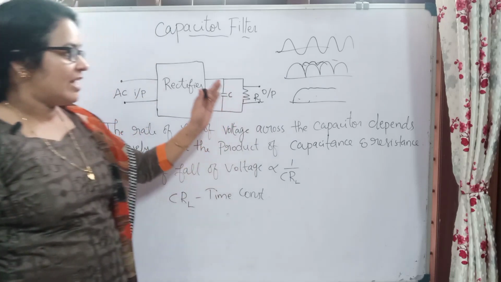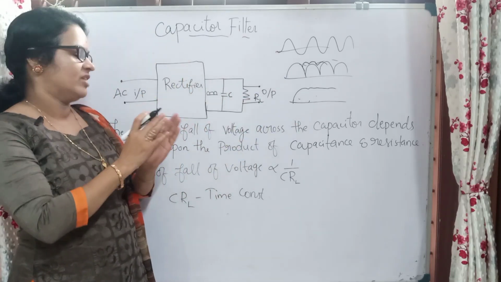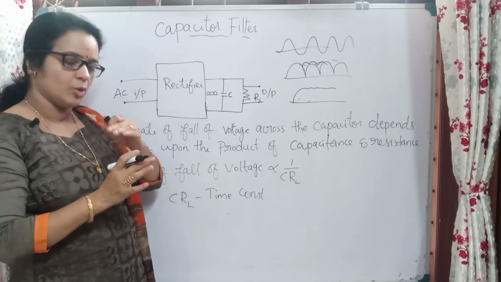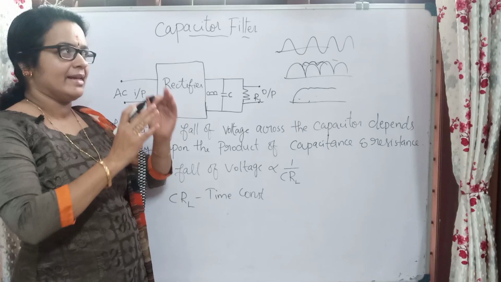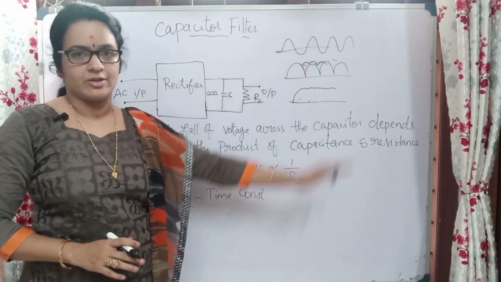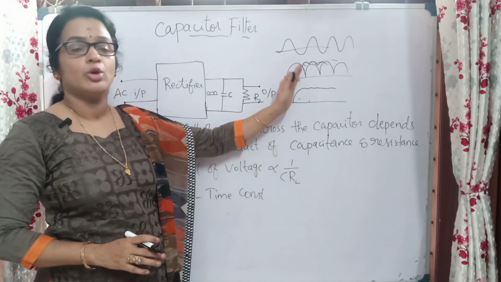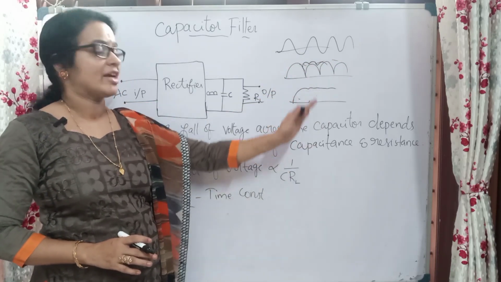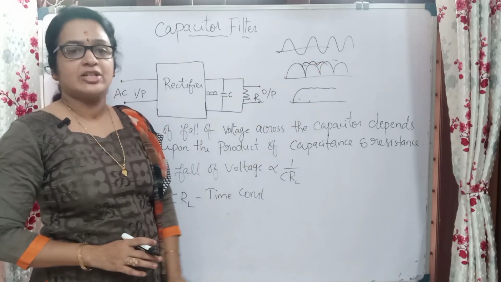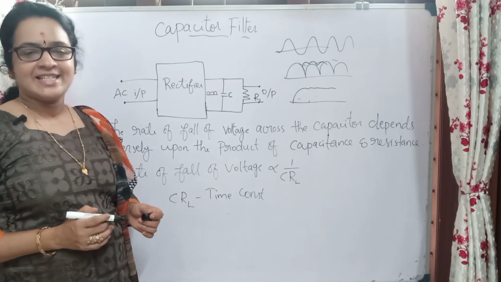So what will happen during discharging? Even if one wave is discharging slowly, before completing that discharging, the next wave might have reached there, so there will be no lagging here, and there will not be that much fluctuation. So we can avoid or remove the fluctuation by using the capacitor filter. Hope it is clear to you.